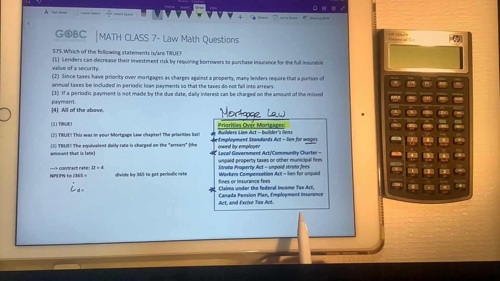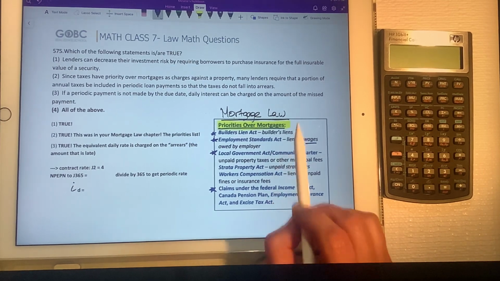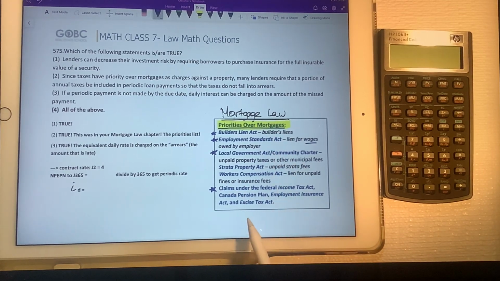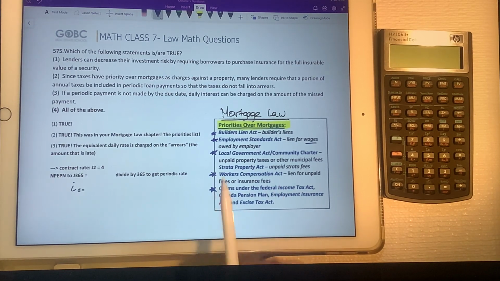So if you haven't paid your income taxes, if you haven't paid into your Canada Pension Plan, or if you've been overpaid for it and you're forced to pay it back, anything to do with employment insurance, so your EI, and your Excise Tax Act. All of those are government related stuff and you can't really dodge those. So they would take priority over any mortgage that had been charged to the title. And then anything to do with workers' compensation and your strata fees.